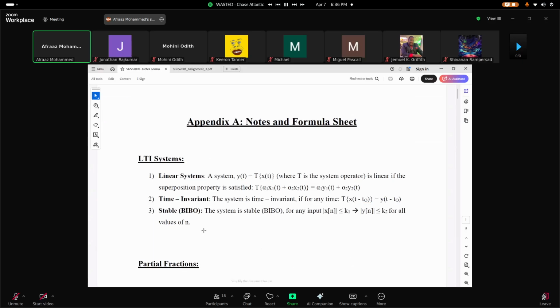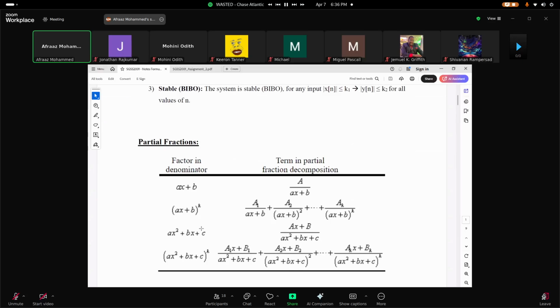And then there is the partial fraction table that we've been looking at when we do partial fraction decomposition. The entire table is in there, but based on the questions, you should be familiar with which ones we generally use.